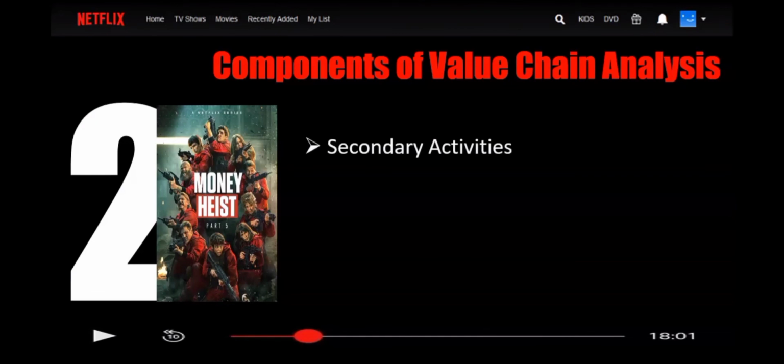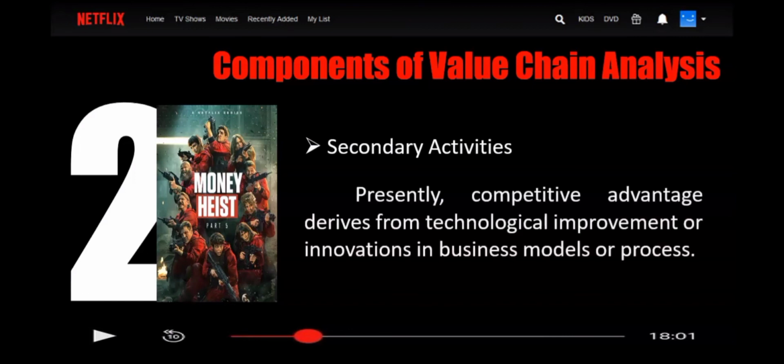After the discussion of primary activities as one of the components of value chain analysis, secondary activities are also a component of value chain analysis. So what are secondary activities? Secondary activities present competitive advantage derived from technological improvement or innovation in business model or process. Therefore, such support activities as information system, research and development, or general management. Sometimes, they are the most important sources of differentiation advantage.